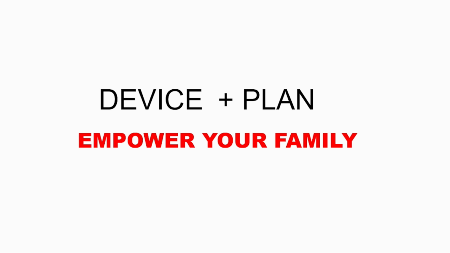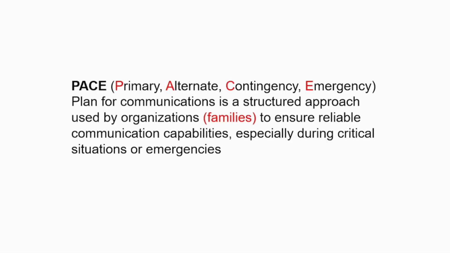And that is why I'm going to teach you in this video to establish a proper plan for implementing Meshtastic use for your family. So some of you may have heard of this idea of PACE. PACE basically means primary, alternate, contingency, and emergency planning for communications, usually used by large organizations to make sure that individuals within an organization can still contact each other during a critical situation or emergency.